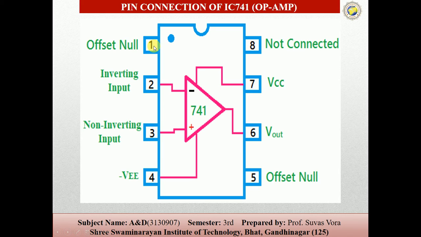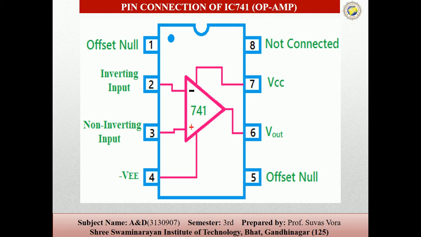So pin number 1 is the offset null, then the inverting input, non-inverting input, then minus VEE, meaning the negative supply, just as we give positive and negative in DC. Then the offset null, and from here we get the output, then VCC, meaning the positive supply is given here, and the last pin is not connected. So basically these are the basic pin informations.